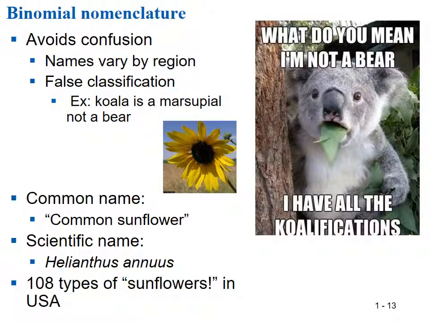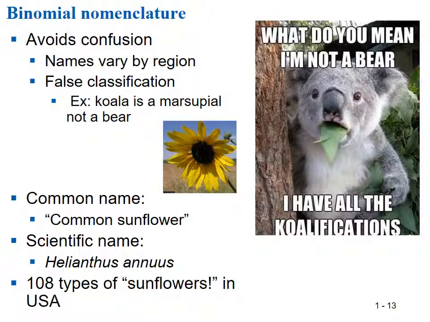So we use binomial nomenclature to avoid confusion. Common names can vary from one region to another. Also, we use binomial nomenclature to avoid false classification. Like if we look at the koala bear there, koala bears are not a bear. Koalas are marsupials. So it should be like the koala marsupial, but no one calls them that.